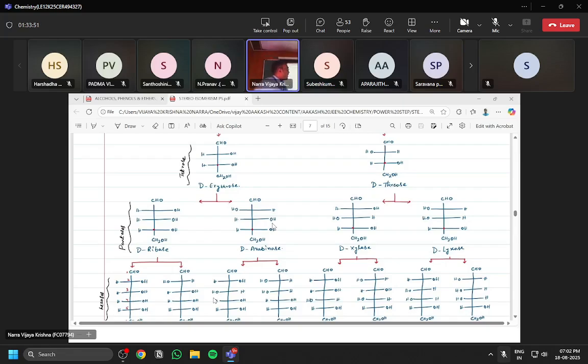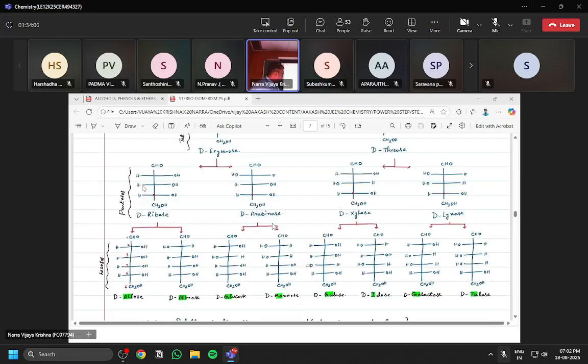Now coming to trios. In case of trios also, xylose, lyxose. Can I call these 4-membered chains? So we call them tetroses. These are all 5-membered pentoses. These are all 6-membered hexoses.